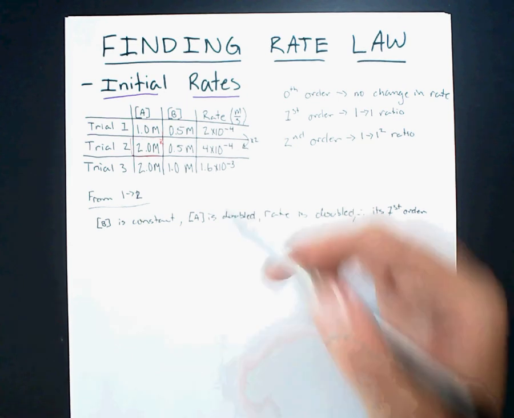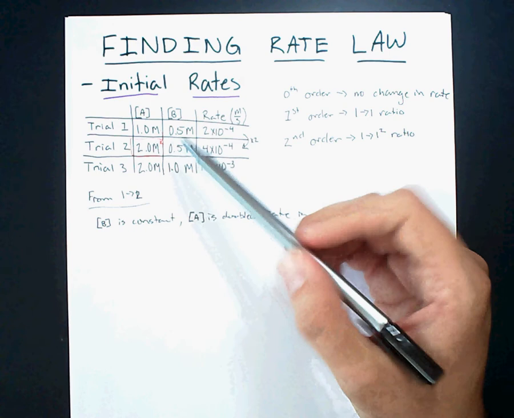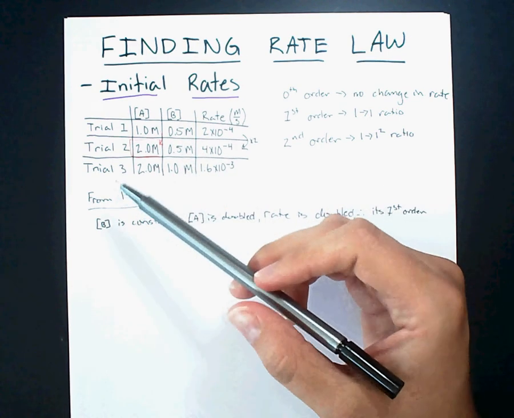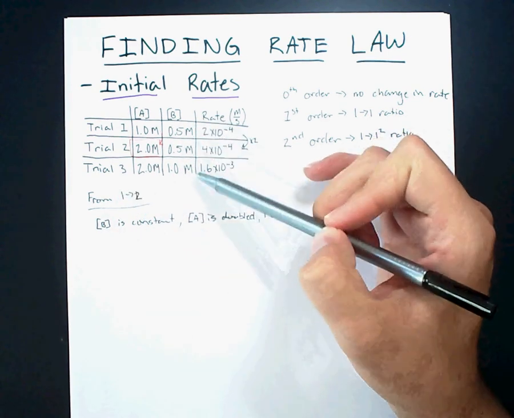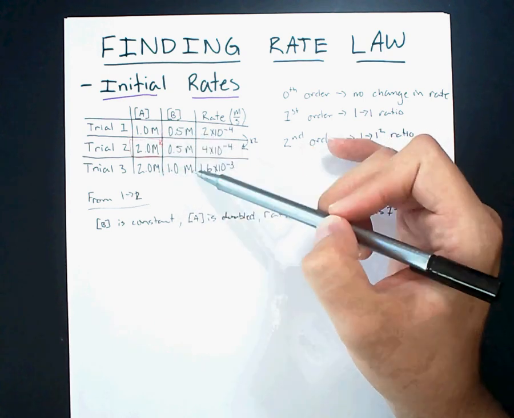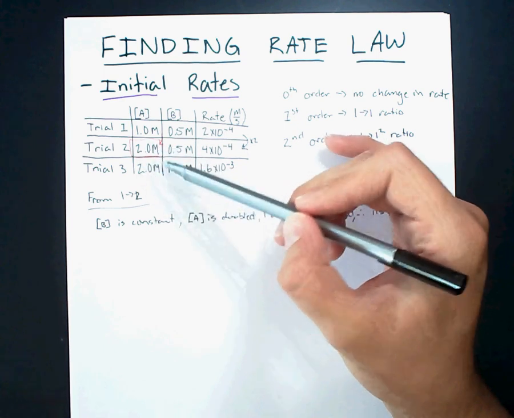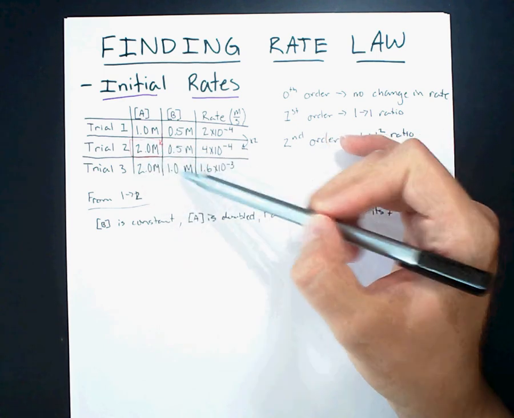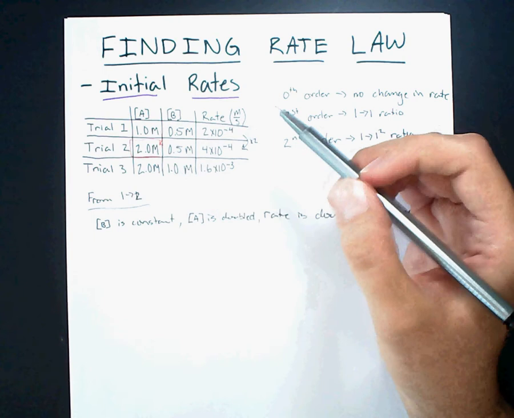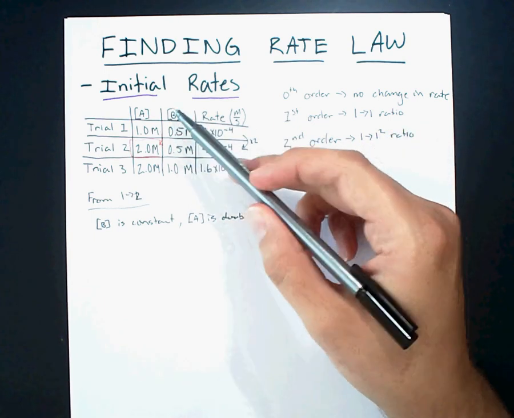All right, now we want to see when B changes. So B goes from 0.5 to 1, but we want to have A held constant. So we don't want to use trial 1 and 3 because both of them are changing. This one's going from 1 to 2, this one's going from 0.5 to 1. We want to use trial 2 and 3 because it's constant here and it's changing here. So we know that whatever happens to the rate is going to be due to the B changing, not the A changing.